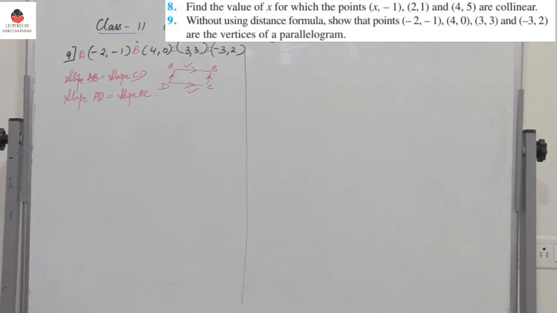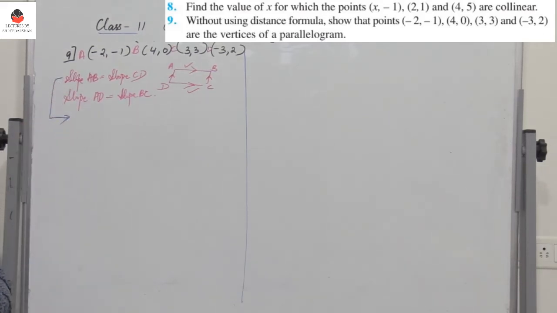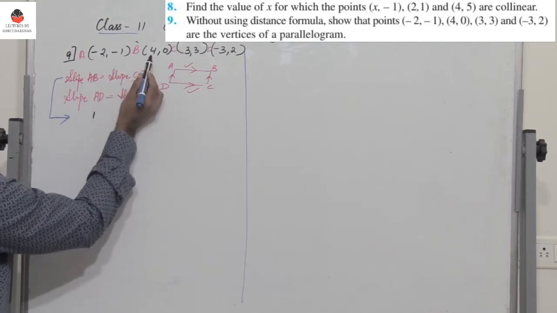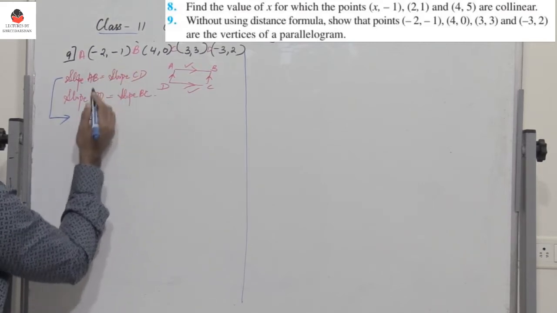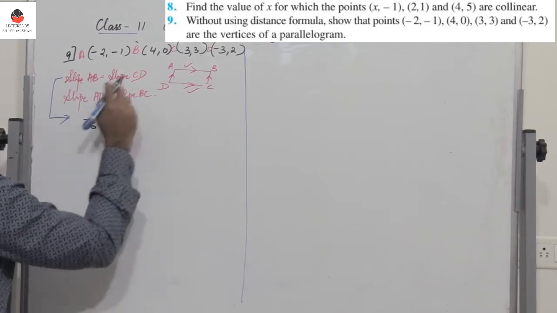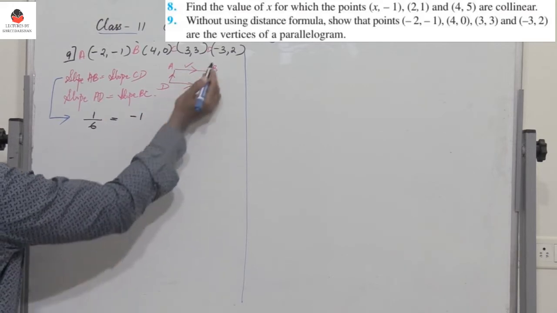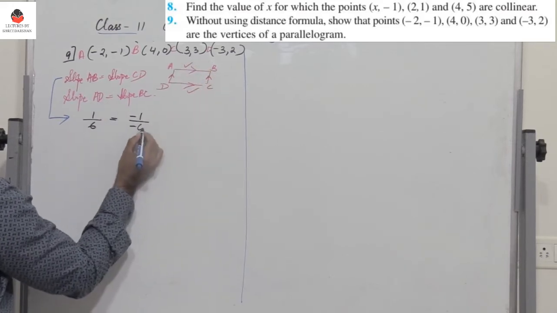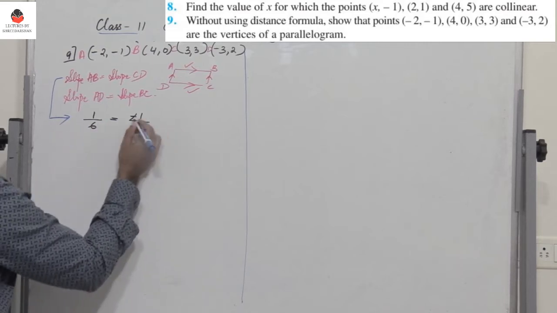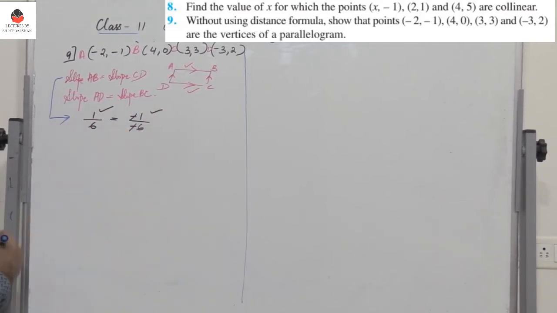So let's find slope AB. So what is slope AB here? AB slope is 0 minus of minus 1, which is 1, divided by 4 minus of minus 2, which is 6, equals slope CD. So here 2 minus 3 is minus 1, and minus 3 minus 3 is minus 6. So minus sign gets cancelled. So this is going to be 1 by 6. So 1 by 6 equals 1 by 6. So the slopes are equal.